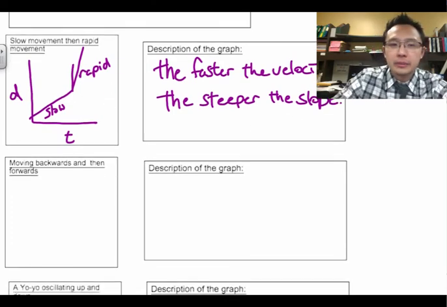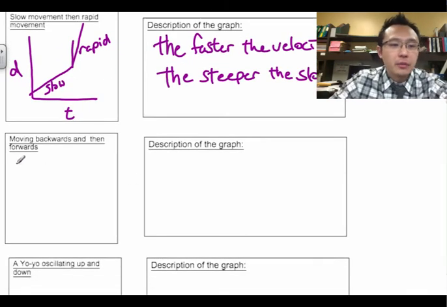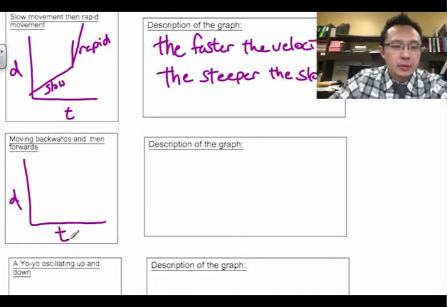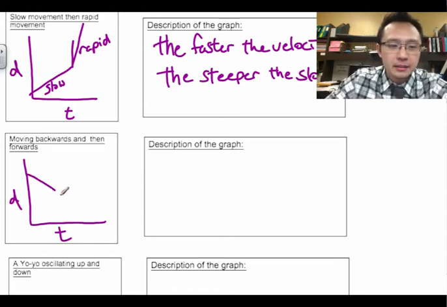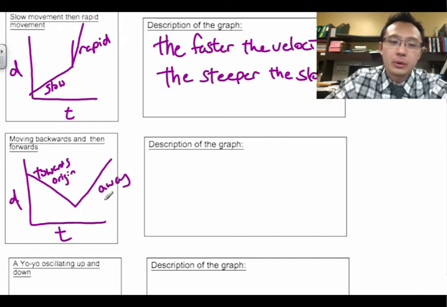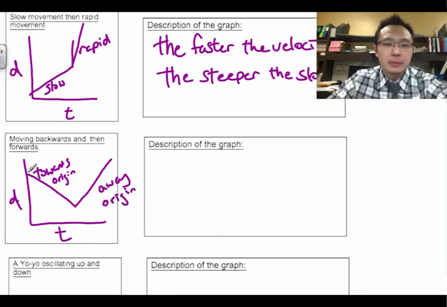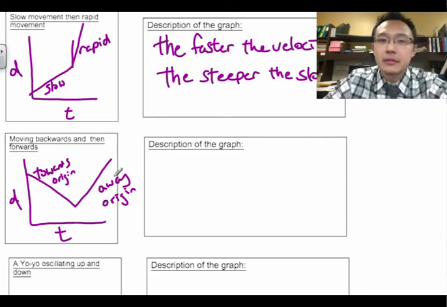And if we were to go to the next graph, moving backwards, then forwards, displacement time graph right here. If we're moving backwards, remember, anytime you're moving backwards towards the origin, it's always like this. And if you change into forwards again, it's moving away from origin. So this is towards origin, and then this is away from origin. So that's the thing. And remember, this is a steady straight line, a slope. That's going to be a steady velocity.